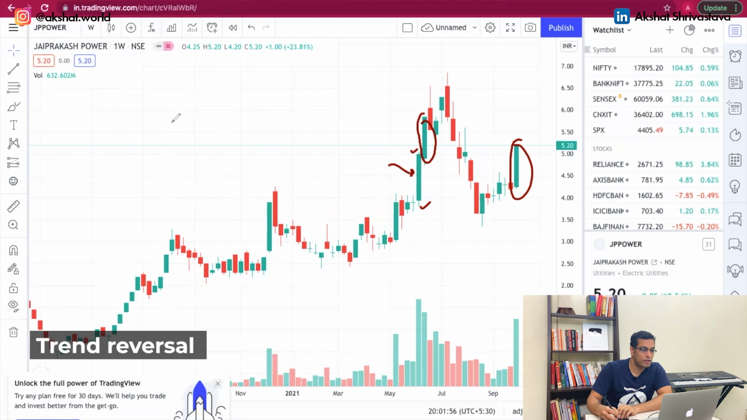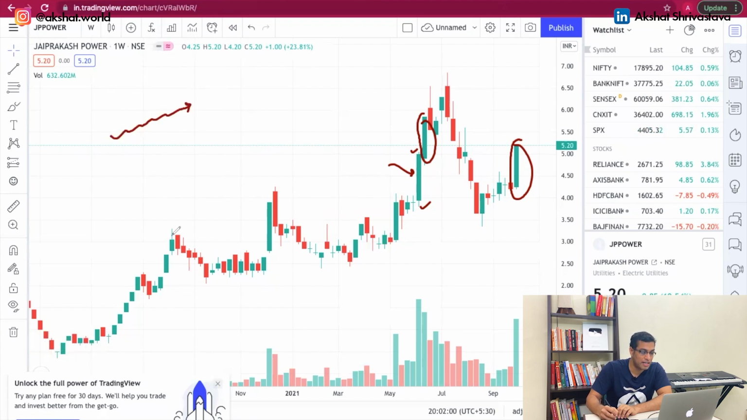So many people will tell you that, hey, Marabozu indicates a trend reversal. So trend reversal means that the stock price was moving up. For example, this stock price is moving up. Now, if you find a Marabozu, does it mean that the stock price will definitely come down?